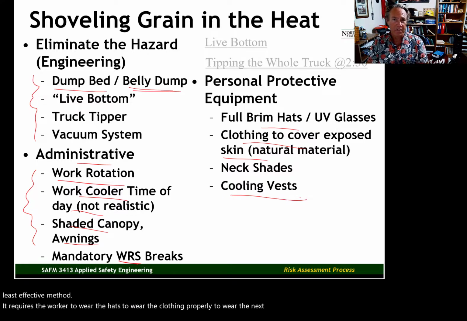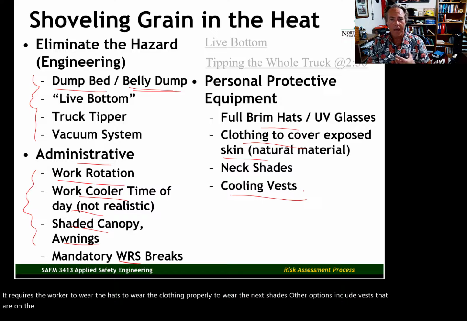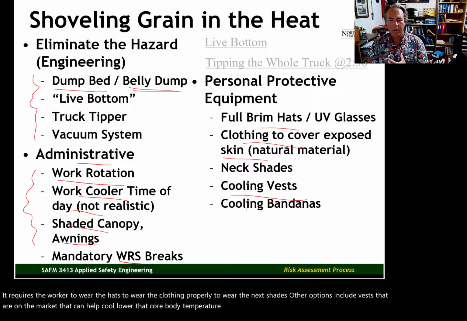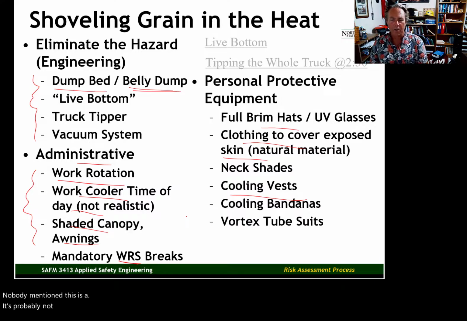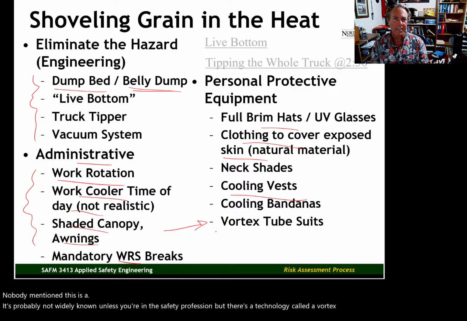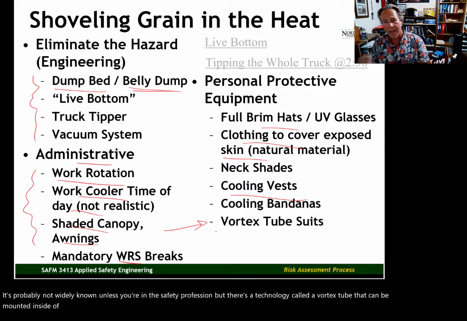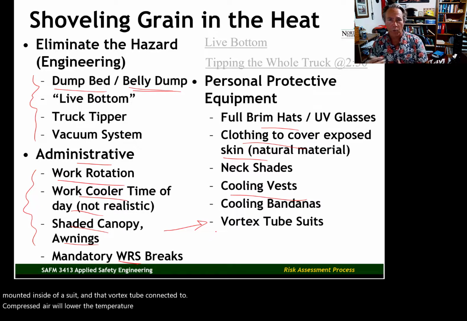Other options include vests that are on the market that can help lower that core body temperature. Bandanas that can be put around the neck. Nobody mentioned this. It's probably not widely known unless you're in the safety profession, but there's a technology called a vortex tube that can be mounted inside of a suit, and that vortex tube connected to compressed air will lower the temperature inside that suit 20 to 40 degrees. It's very effective cooling just with compressed air and a vortex tube.